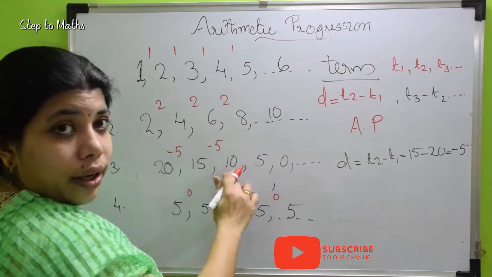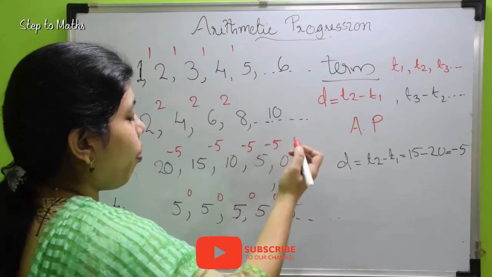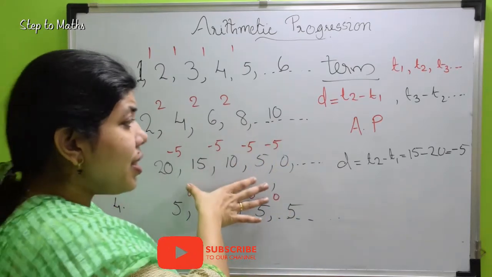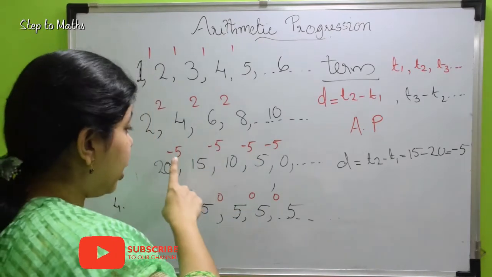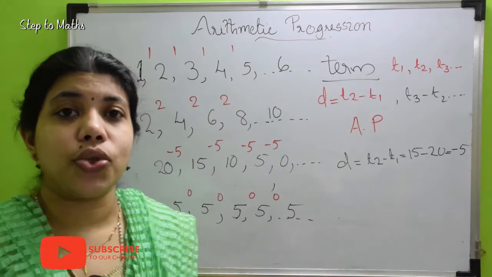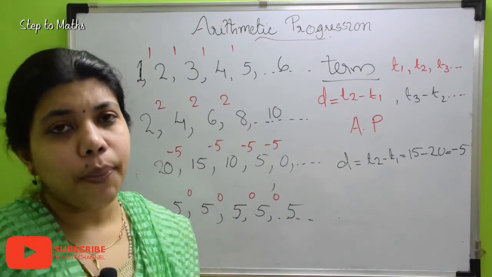5 minus 10 is minus 5. 0 minus 5 is minus 5. In this sequence also, the common difference is a negative number, but it is constant. So, this sequence is also in arithmetic progression.